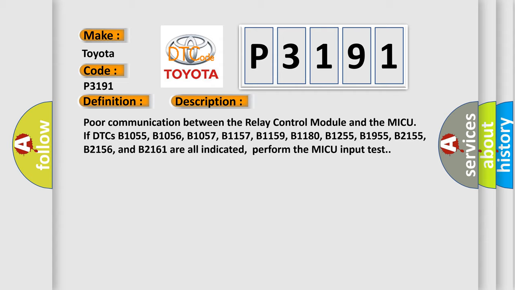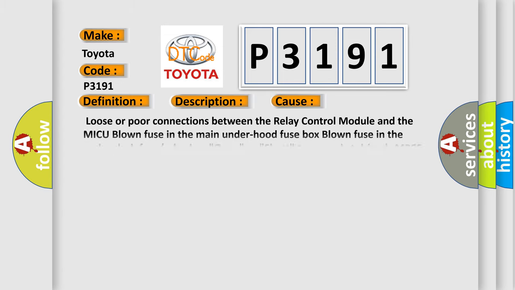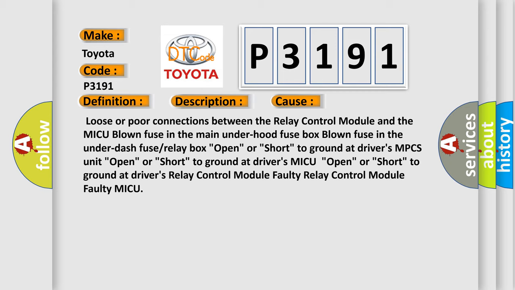If DTCs B1055, B1056, B1057, B1157, B1159, B1180, B1255, B1955, B2155, B2156, and B2161 are all indicated, perform the MICU input test. This diagnostic error occurs most often in these cases: loose or poor connections between the relay control module and the MICU, blown fuse in the main underhood fuse box, blown fuse in the under-dash fuse or relay box, open or short to ground at driver's MPCS unit, open or short to ground at driver's MICU, open or short to ground at driver's relay control module, faulty relay control module, faulty MICU.